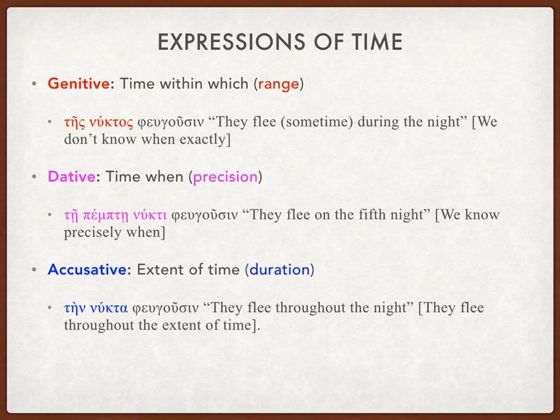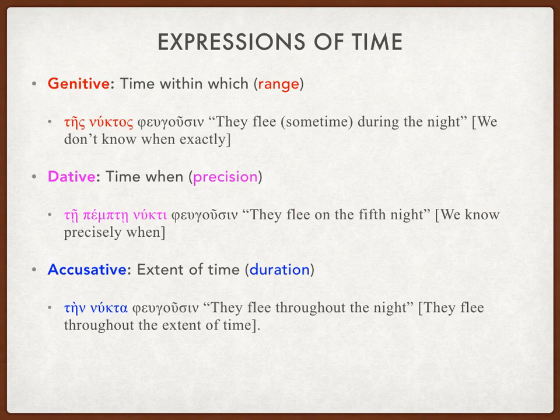It is very precise. And so dative is what we use to say time when something occurred precisely. So for example, I could say te pempte nukti felgusin. When did they flee? I know exactly when they fled. They fled on the 5th night, exactly on that night. I can pinpoint when they ran away, and I'll use the dative to express precision.